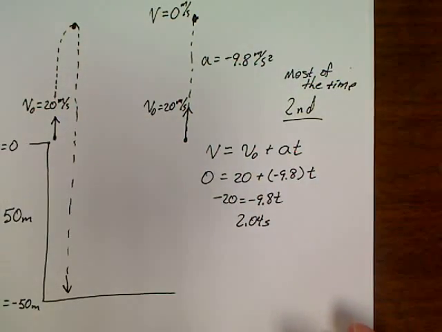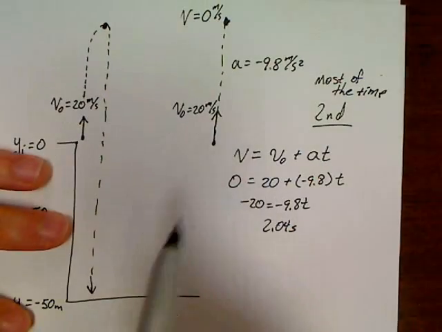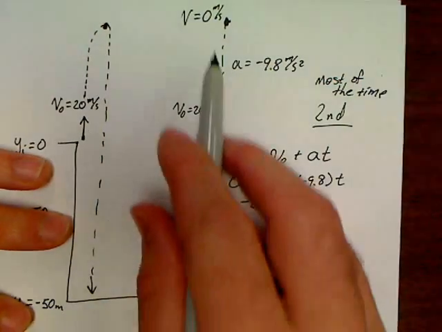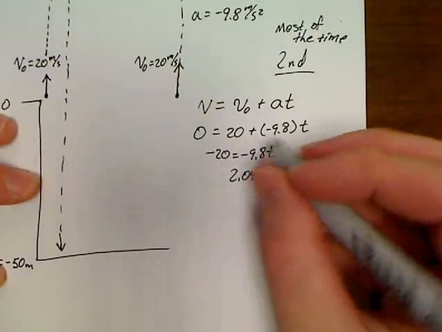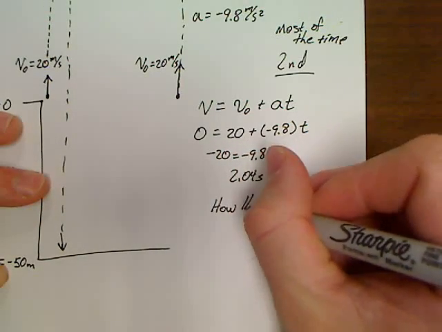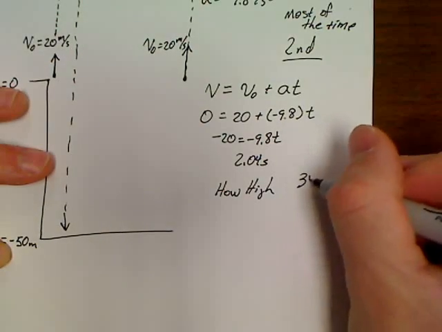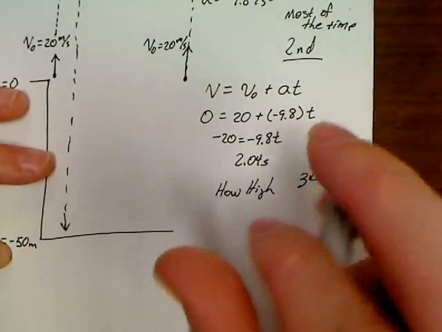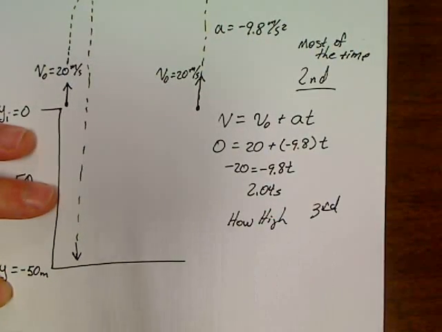So there's our time to the top. Now, it also asks you to find the height to the very top. Well, I'm going to give you a little hint. Whenever I say how high, I want you to say third. Most of the time, any problem that asks you for maximum height, the third equation will be your quickest answer.